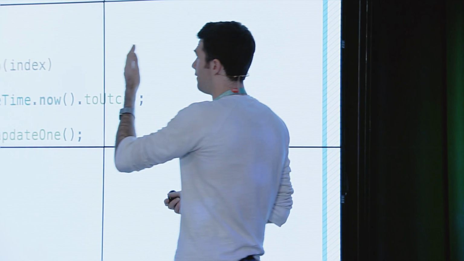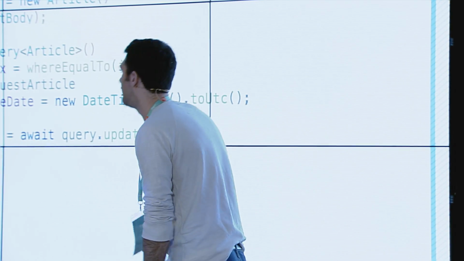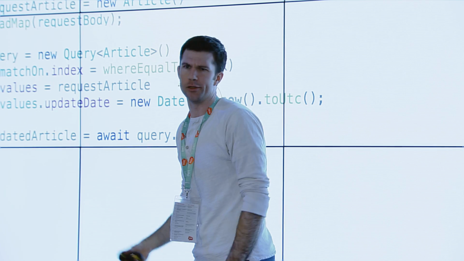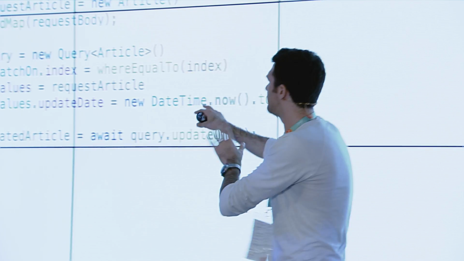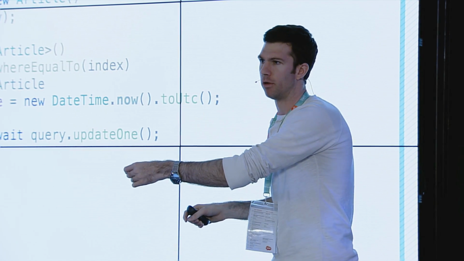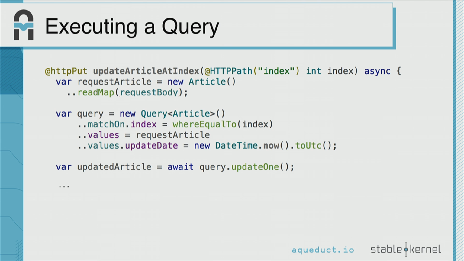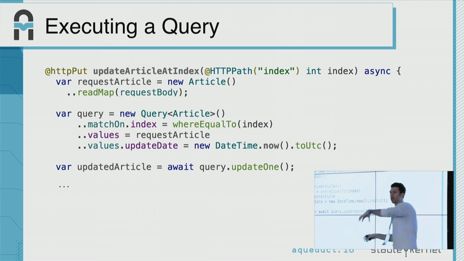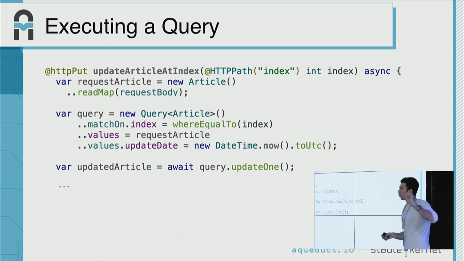So let's say that, for whatever reason, update date is unique, and that update date is already in the database for another row. I'm going to get a unique constraint violation exception when I execute this query. The request controller layer is going to look at that and say, that's a 409, and it's going to respond with 409 to the requesting client.